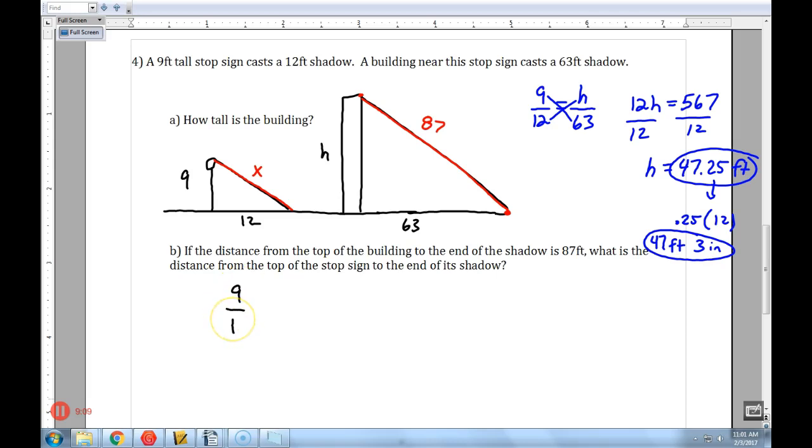9 is to not 12 this time. I can do whatever dimension I want, but I'm going to do height and length. Height over length equals the height here, which was 47.25 over 87. So basically I did height over length, height over length. Probably wasn't the best move. I don't really recommend that, because if I make a mistake here and that answer's wrong, it's going to force part B to be wrong.